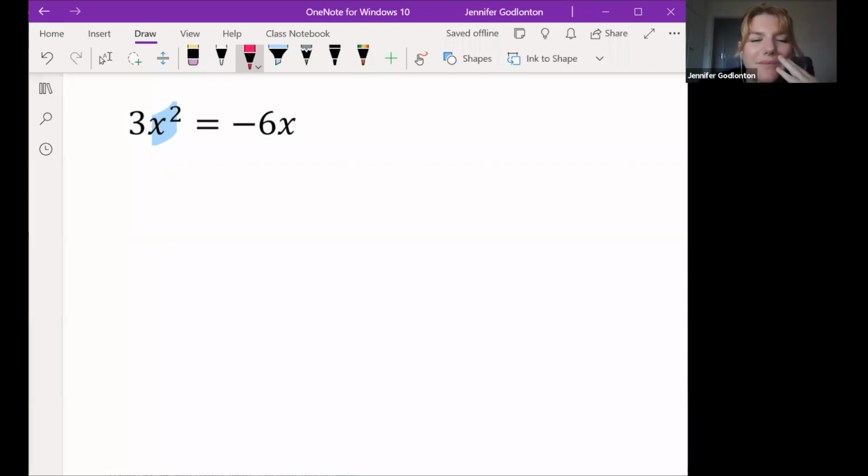What I did is that I took the 6 over to the other side and made it a positive. Beautiful. So 3x squared plus 6x equals 0. Yes, ma'am. And then I factorized it. I took out the common factor of 2x.